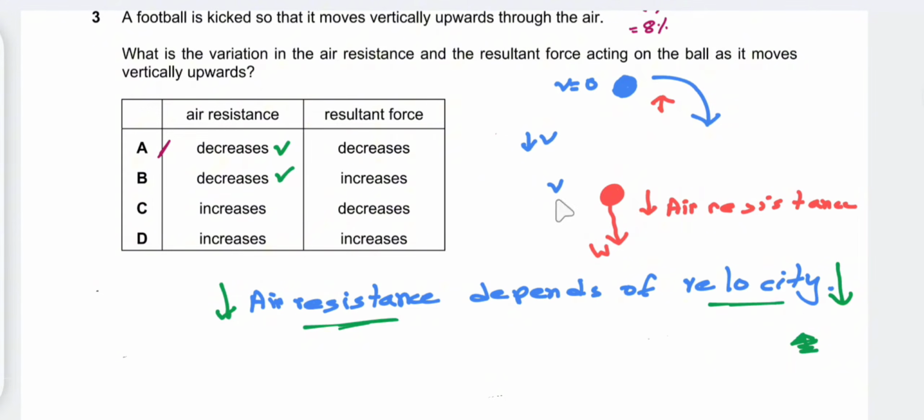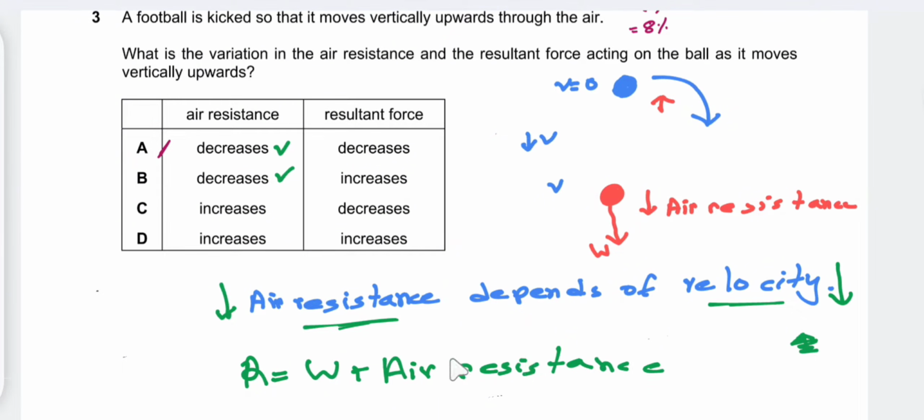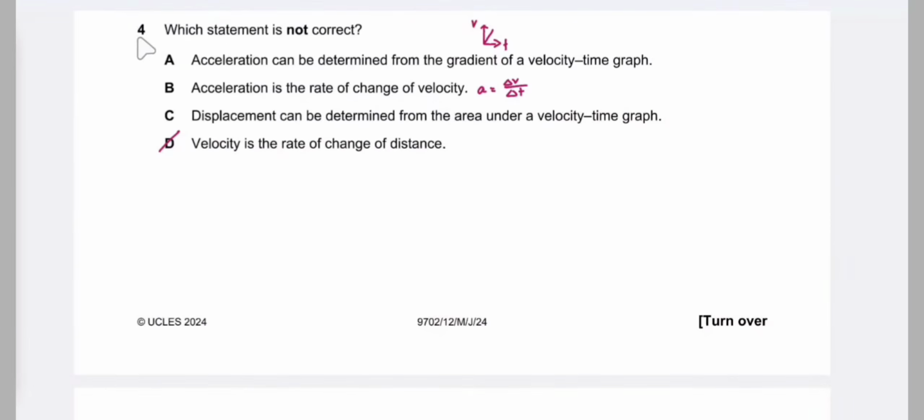So air resistance decreases, and we know that resultant force is equal to weight plus air resistance. As air resistance decreases, we can see that the resultant force also decreases. So it must decrease.